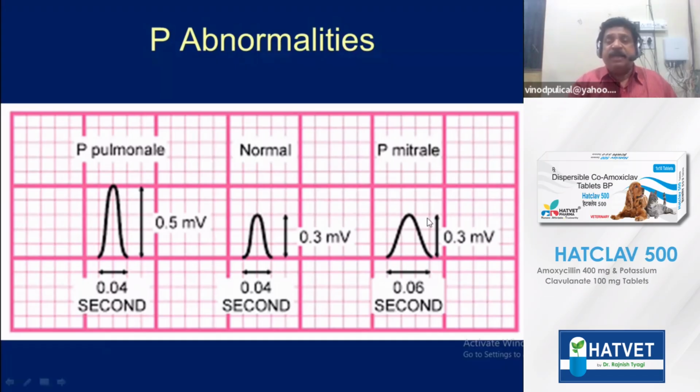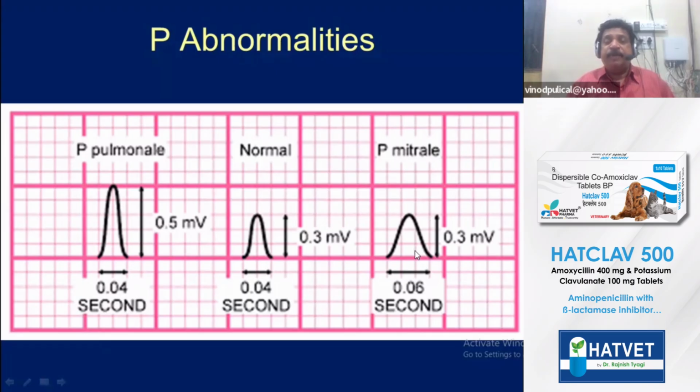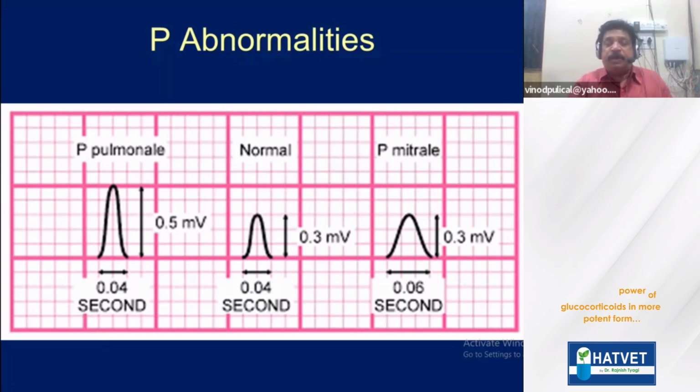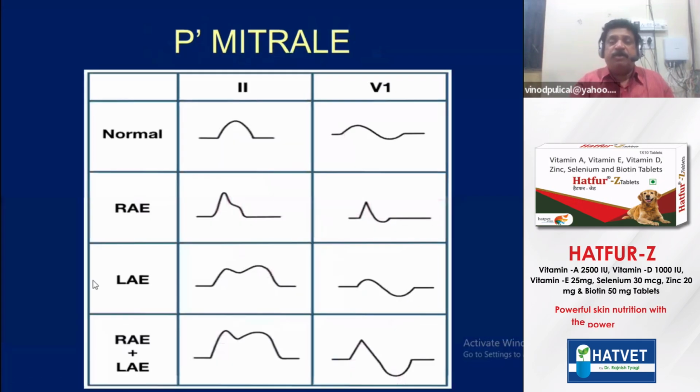And when there is increased width of the P wave, it is mostly attributed to the left side. It is left atrial enlargement, attributed to damage in the mitral valve. So the increased width of the P wave is called P mitral. P pulmonale and P mitral are two technical terms which are very commonly used.